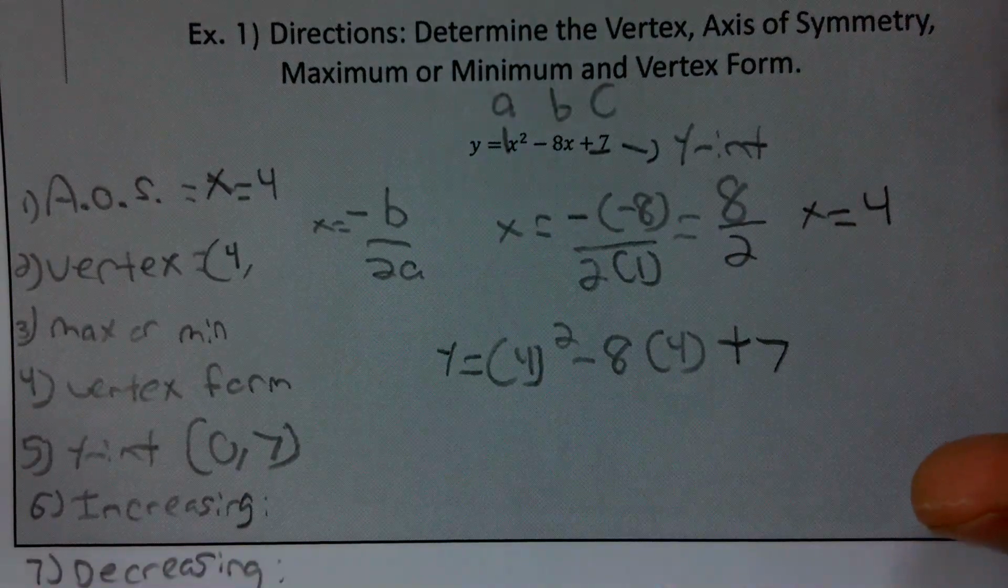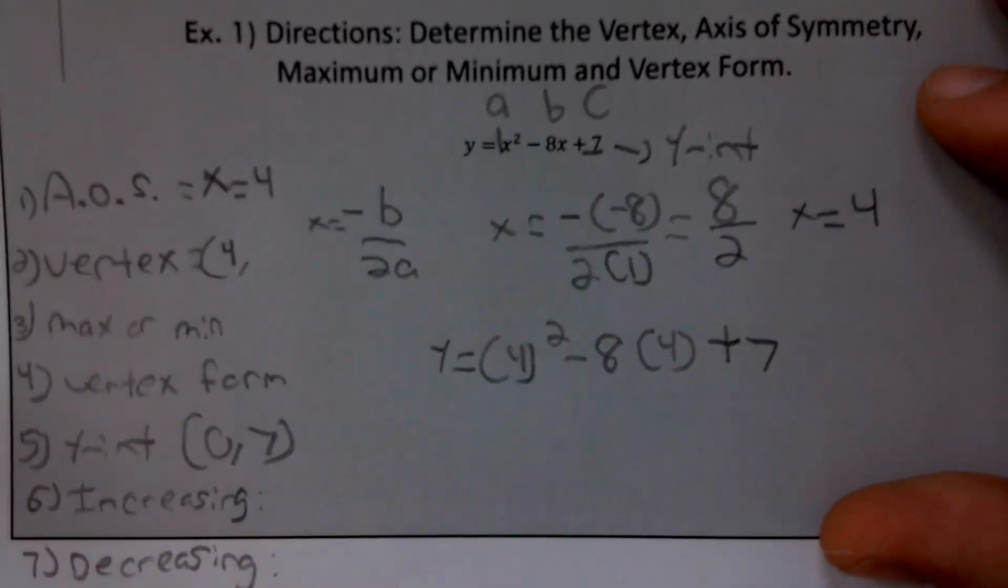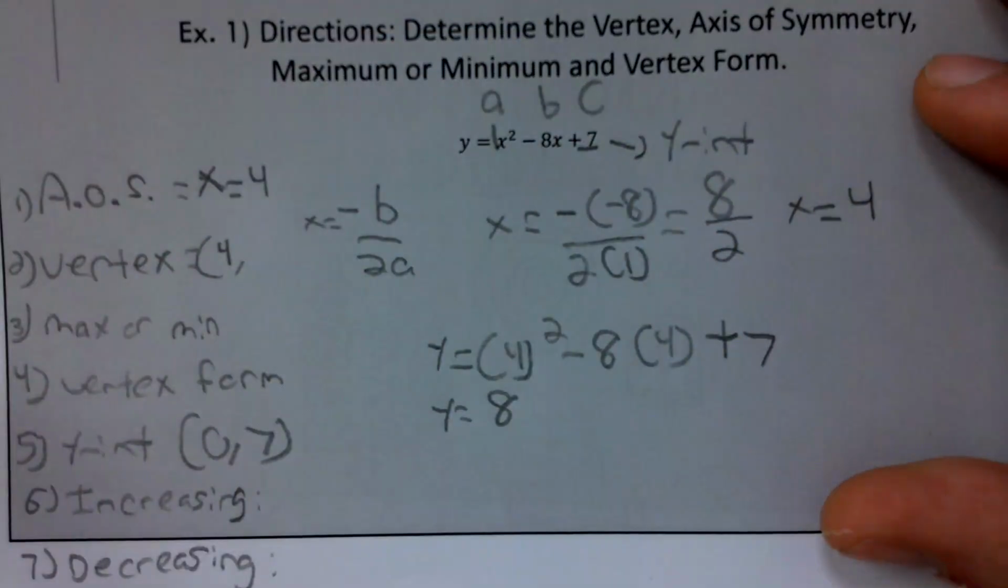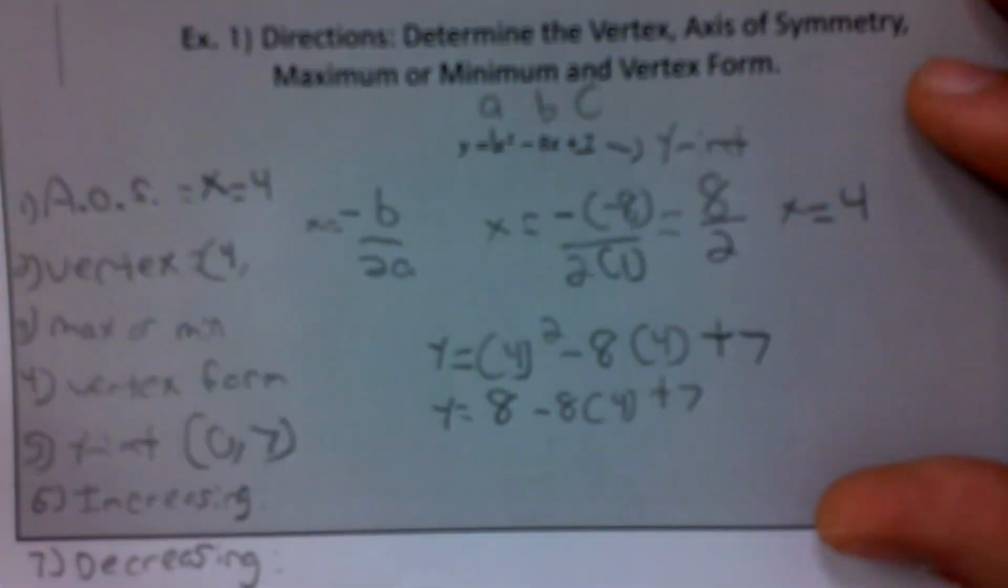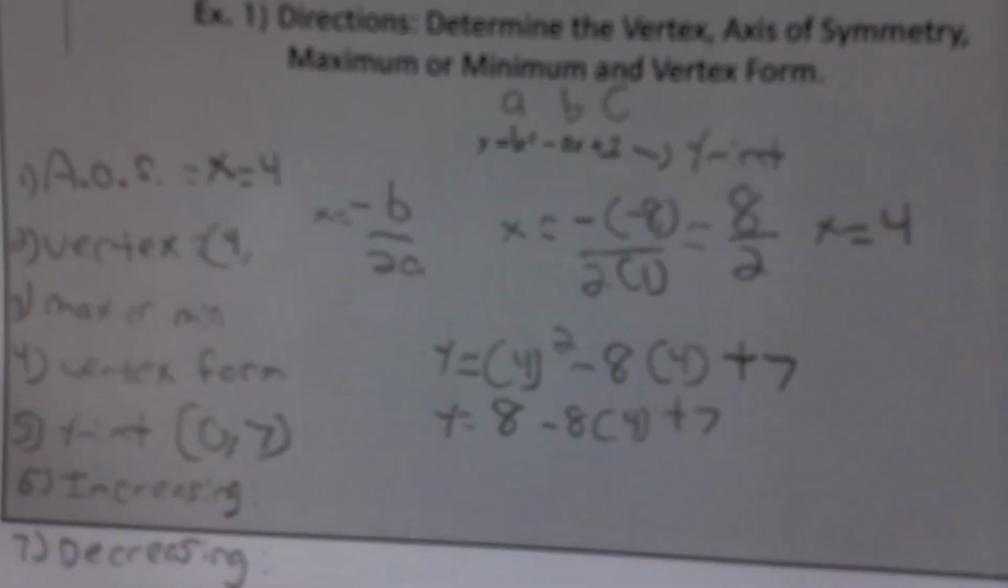So I'm solving this, and the first thing I'm going to do, if we got order of operations, is the exponent. 4 squared. Well, that's not saying 4 times 2. It's saying 4 times 4. 4 times 4 is going to give me 8. So now I have y equals 8 minus 8 times 4 plus 7. The next step, now you're going to go left to right. The next step is multiplying, right?